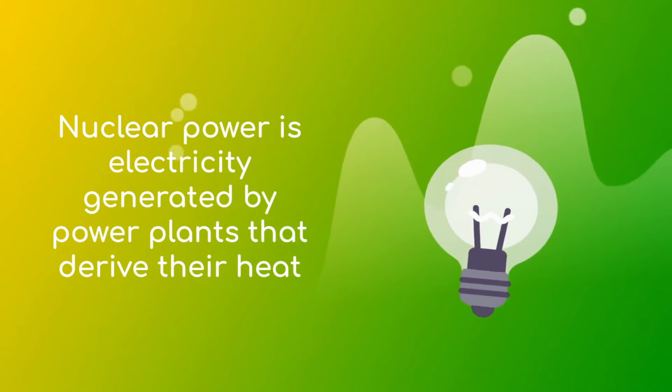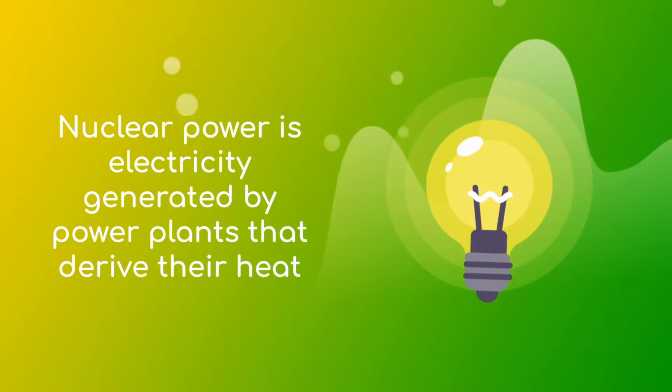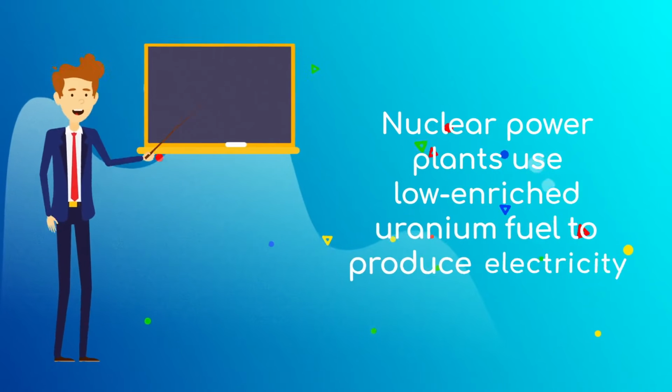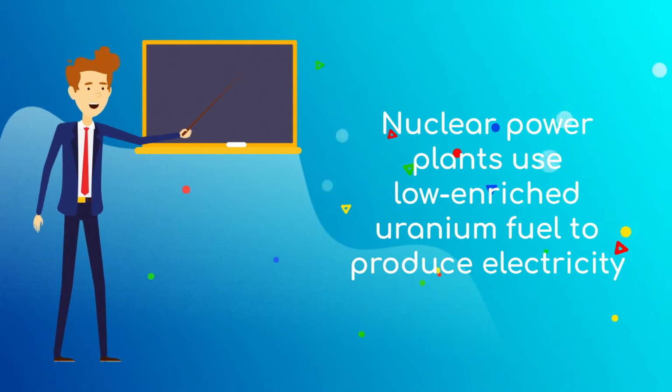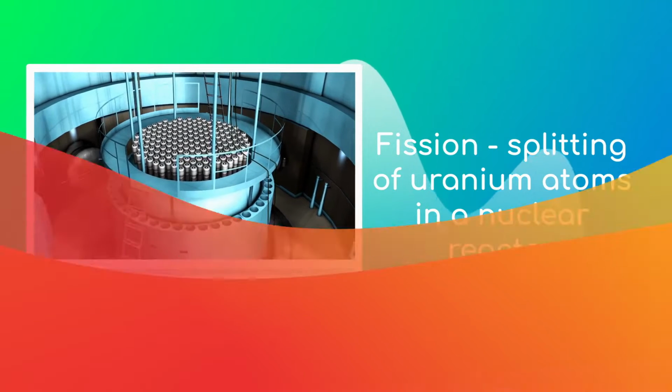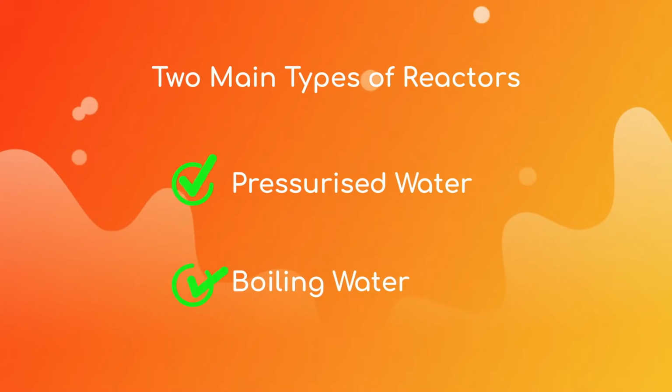Nuclear power is electricity generated by power plants that derive their heat from fission in a nuclear reactor. Nuclear power plants use low-enriched uranium fuel to produce electricity through a process called fission, the splitting of uranium atoms in a nuclear reactor. There are two main types of reactors: pressurized water and boiling water.